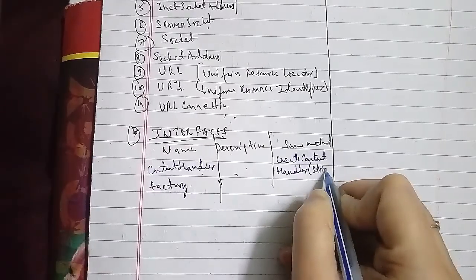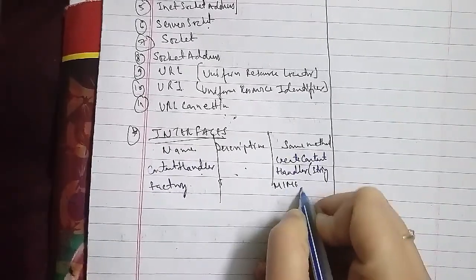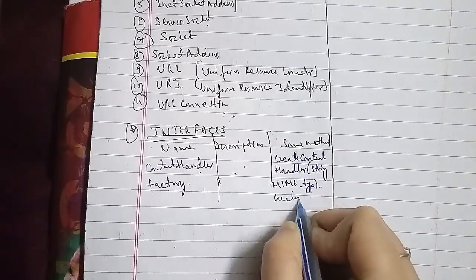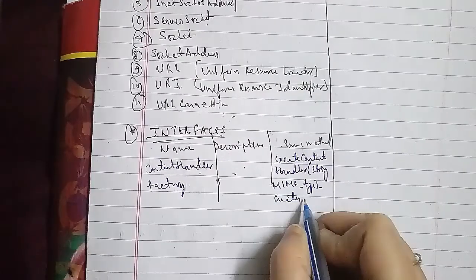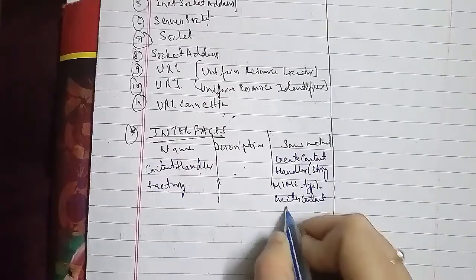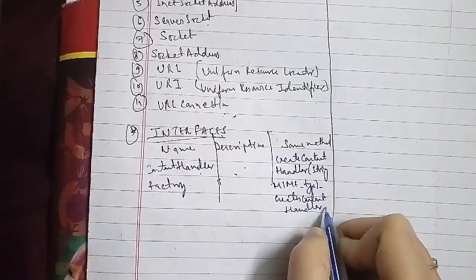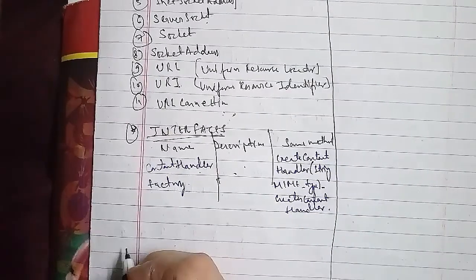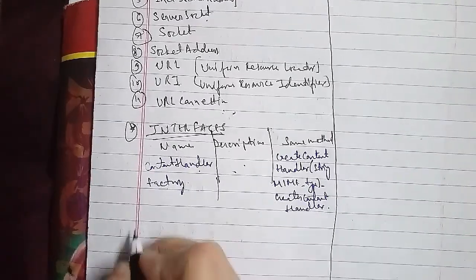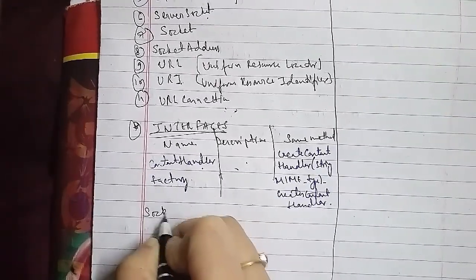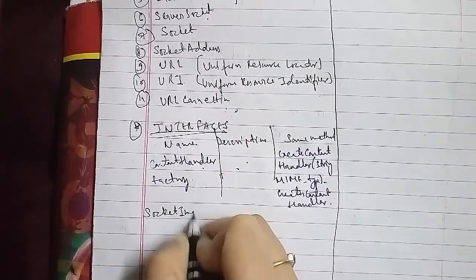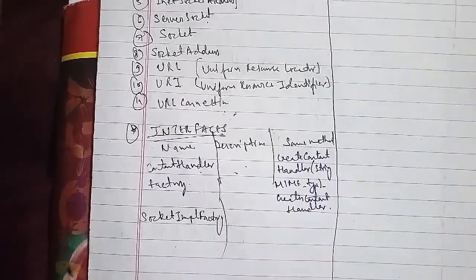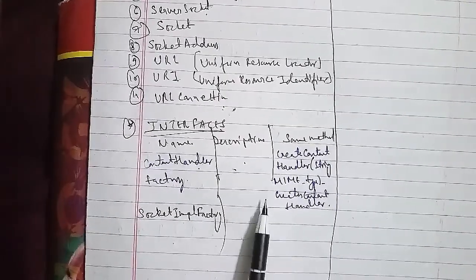Now for the next one we will have another one, that is socket IMPL factory. With this the description we have is that the interface is for defining the factory for implementing the socket, and the method that is used is create socket IMPL. I will just write it down for that as well, create socket IMPL, that creates a new instance for implementing the socket here.